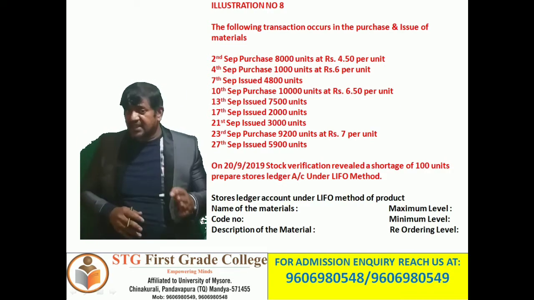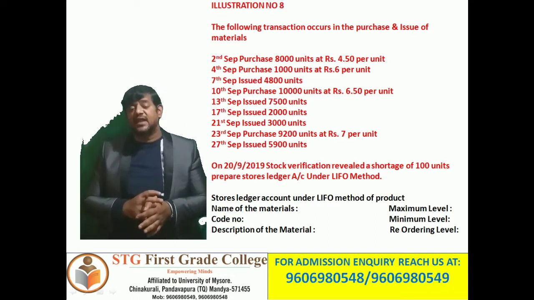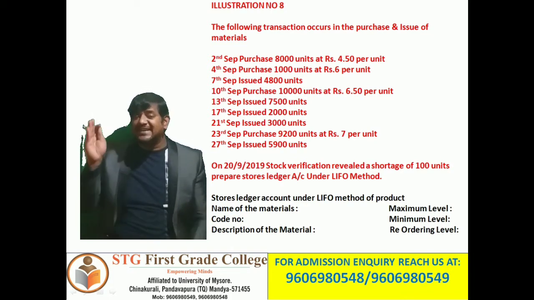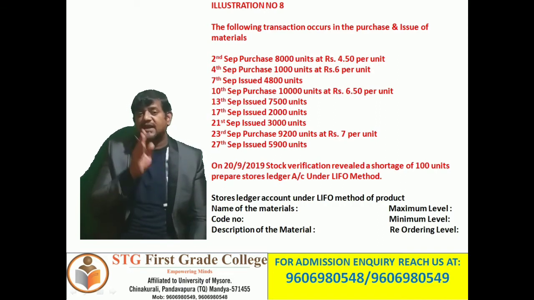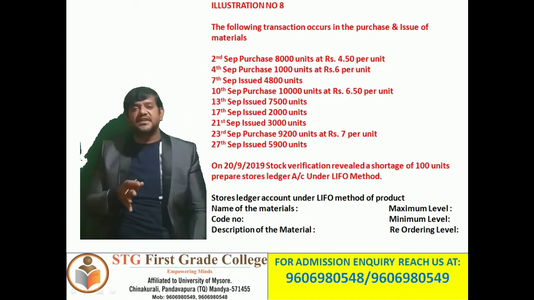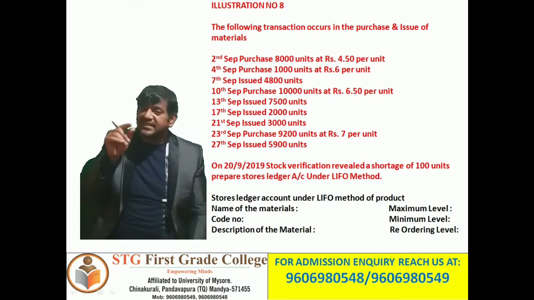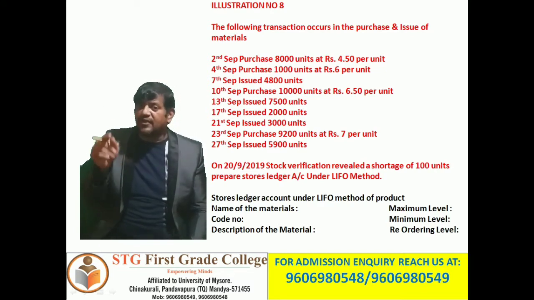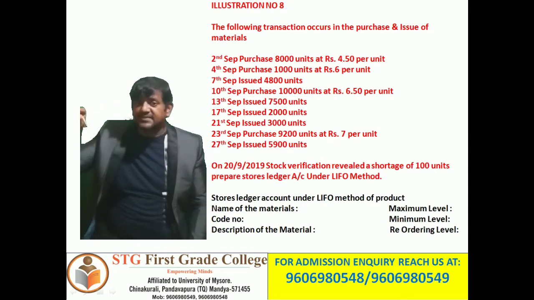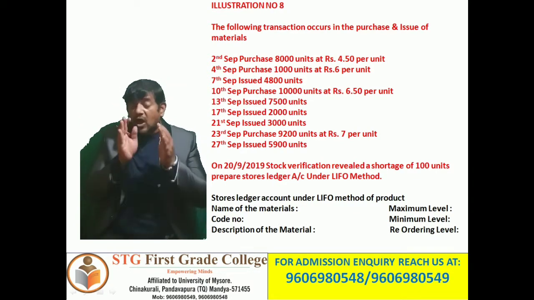So first take the heading: stores ledger account under LIFO method, that is last in first out method. Last in first out method means the item recently added to the stock should be issued first. That's all. Clear? So how do we get to know which is recently added? Very simple. Look at the balance column. The item which is recently added will always be reflected in the balance column at the last line, at the bottom item. So that is what we call the latest on that particular date.